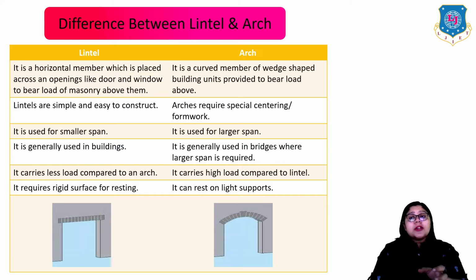So I can say for smaller spans we should go for lintels, but when it is a longer span we have to go for arches. Generally, lintels are used in buildings, while in bridges where large spans are there, we go for arches. A lintel carries less load compared to an arch, but an arch carries high load compared to a lintel. Lintels require a rigid surface for resting, while arches can rest on light support also. Here you can see a clear difference through this image, how it is a horizontal member and how it is a curved member.